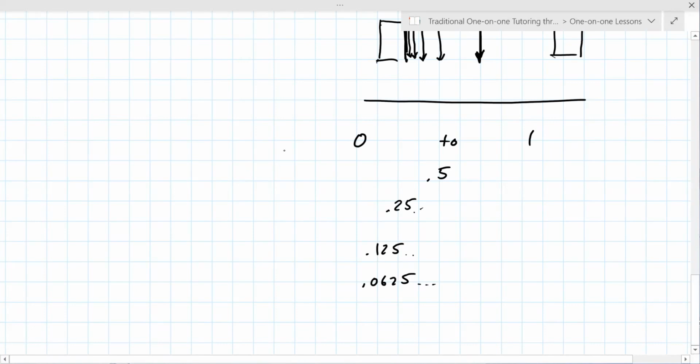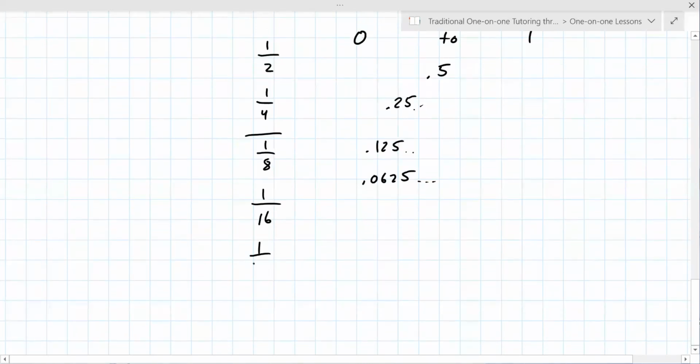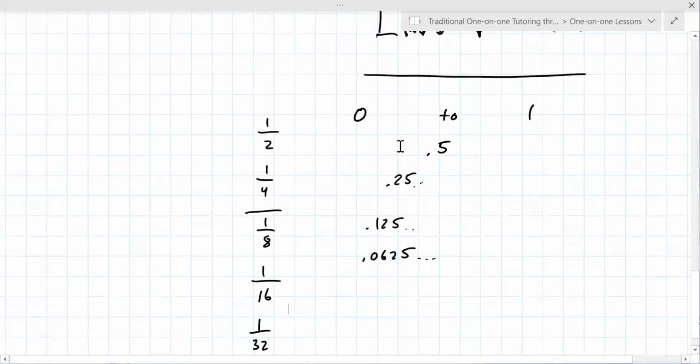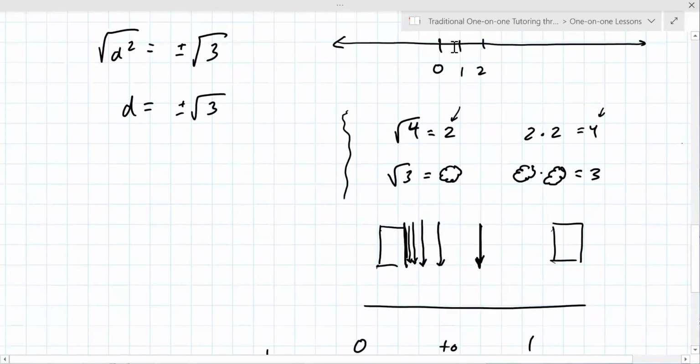Now, can I keep having a number? Yes. I like the notation this way. It's 1/2, then it's 1/4, then 1/8, then 1/16, then 1/32, and then 1/64. And how long can I go? Forever. Yes, that's the right answer. The point is there are an infinite number of numbers between any two numbers, but only these are the nice ones.